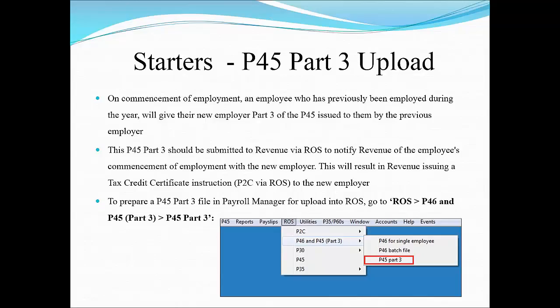On receipt of the starter information into ROS, this will then prompt Revenue to issue a new tax credit certificate for you, so a P2C file, which will come into you, which you can then export into your software. So where you do have a starter in Thesaurus Payroll Manager, you can prepare a P45 Part 3 file for upload into ROS by going to the ROS menu, the P46 and P45 Part 3 option, and selecting P45 Part 3.